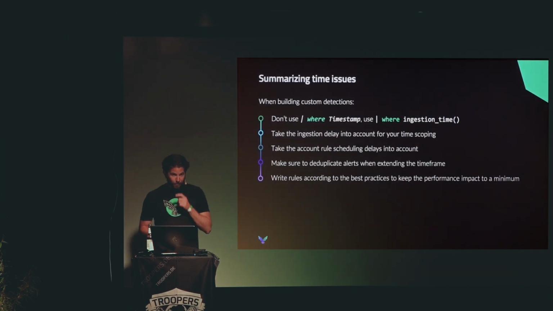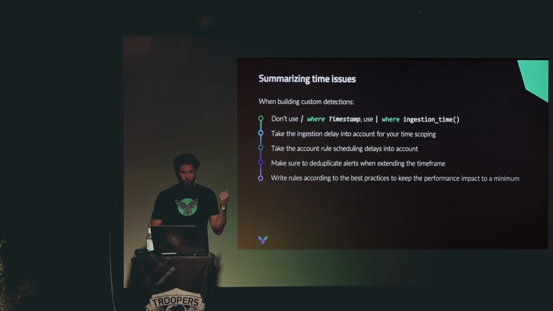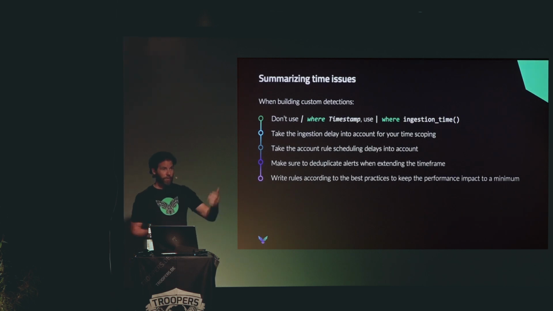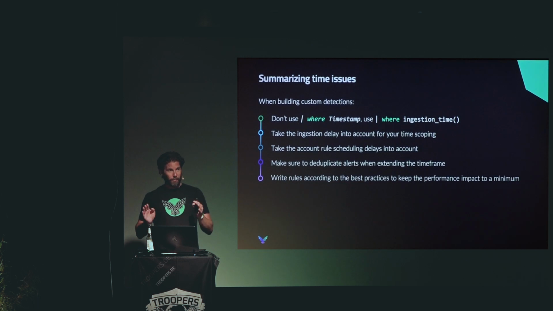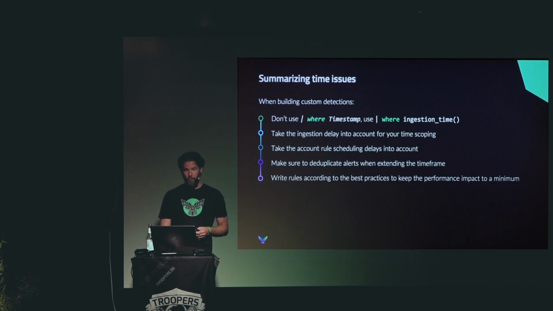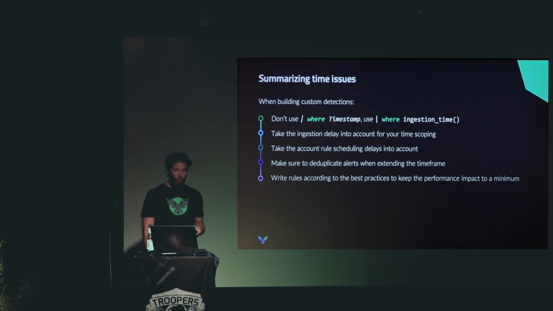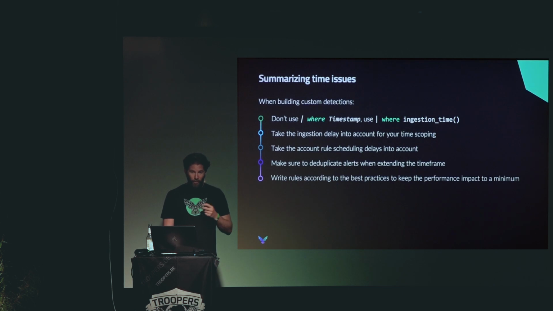So wrapping up, don't use the where timestamp or the where time generated. Use the ingestion time always in every rule. If you're hunting, it's fine, right? You're looking at a broad data set anyway, so missing 5 minutes is less of a problem. But still try to make it a best practice for yourself or build a function for it. It's a waste if you're creating blind spots for yourself.